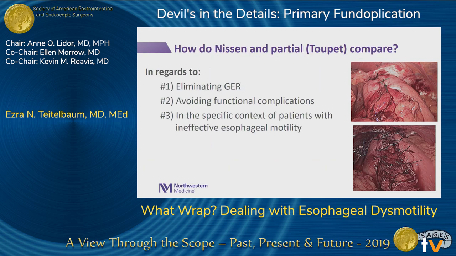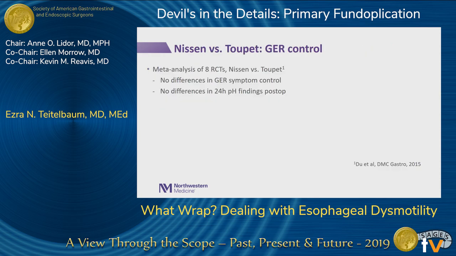So then the way I think about it is how do we compare Nissen and Toupet? I'm going to focus on Toupet. I don't really have time to get into it, but I think there's good evidence that Toupet is superior to Dor in reflux control. So focusing on Nissen versus Toupet, how do they compare in terms of elimination of reflux, avoiding functional complications, and then how do they compare in the specific context of patients who have IEM? So first, elimination of reflux. There have been nine randomized trials comparing Nissen and Toupet.